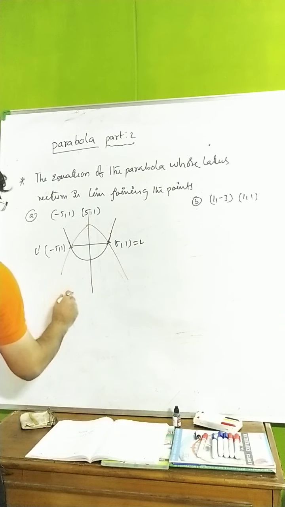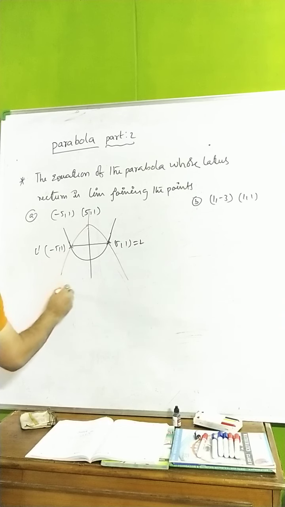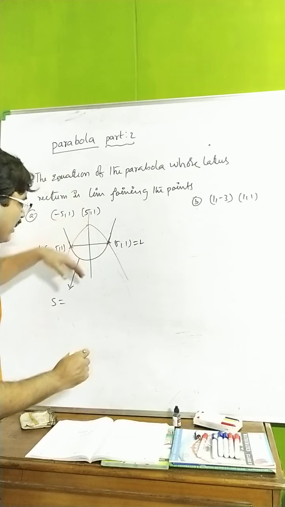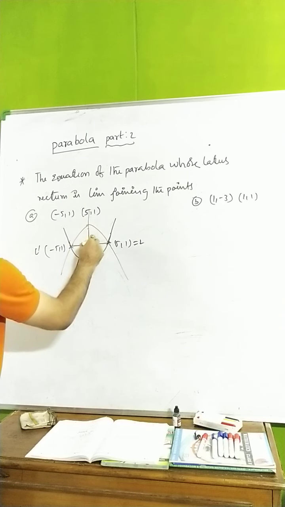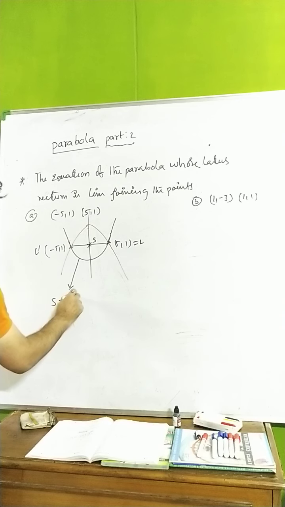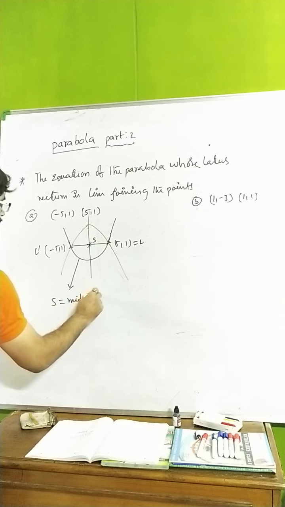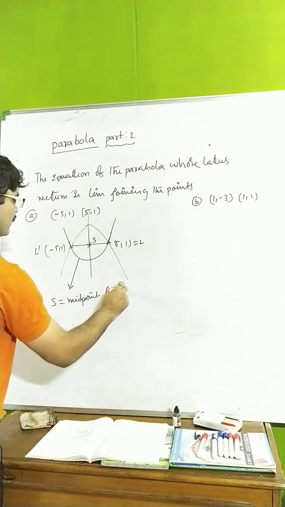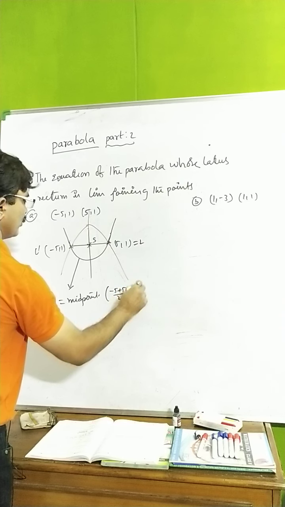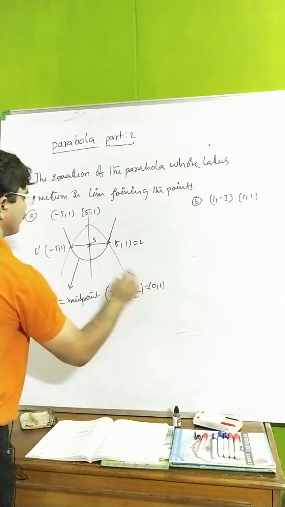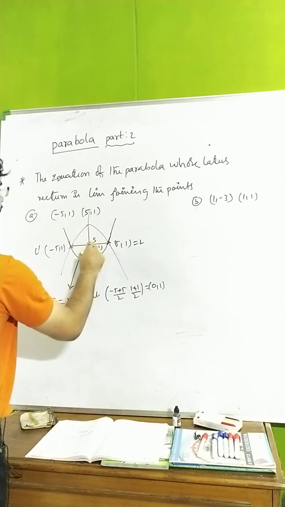First thing you have to do is find S, the midpoint, required for either of the two parabolas. S is the midpoint. The midpoint is minus 5 plus 5 by 2, 1 plus 1 by 2, which gives 0 comma 1. This midpoint is 0 comma 1.